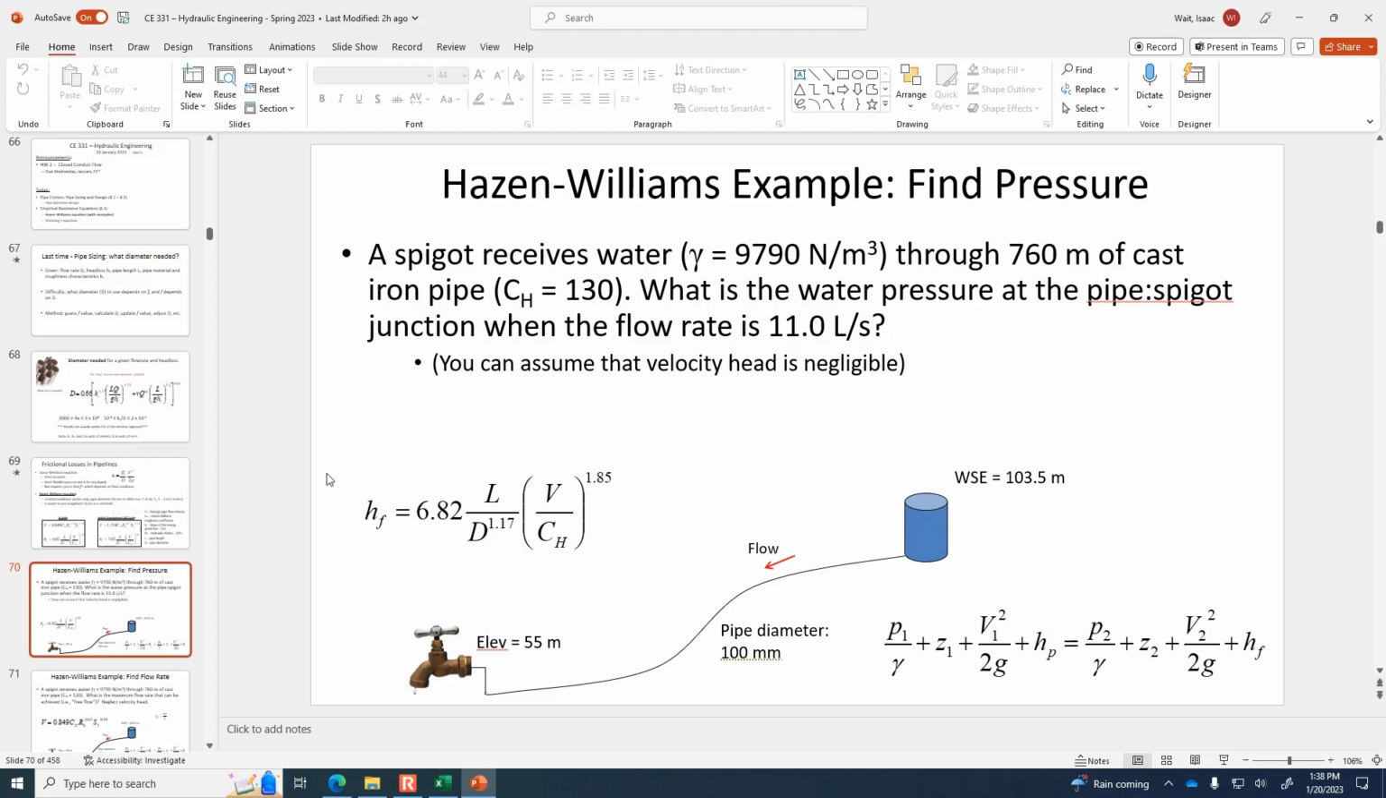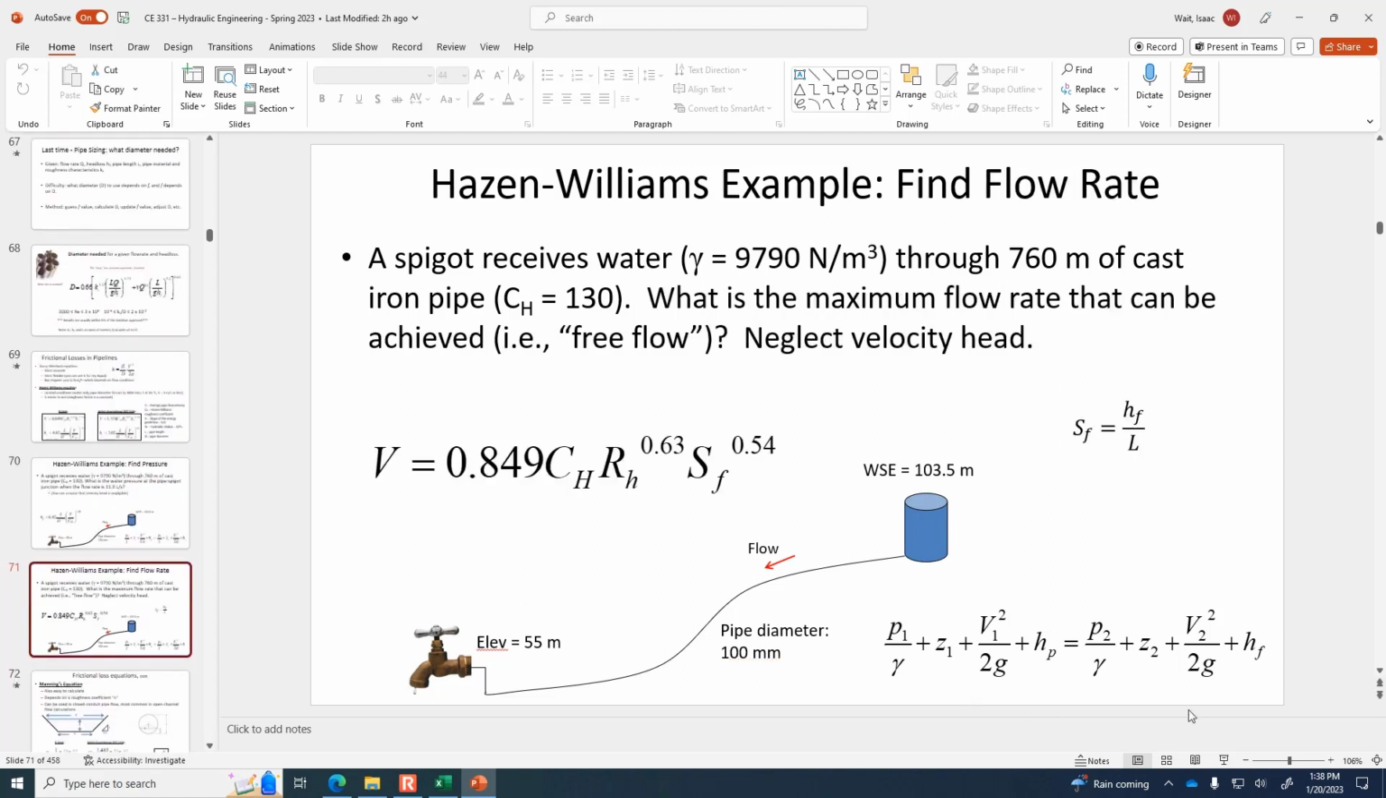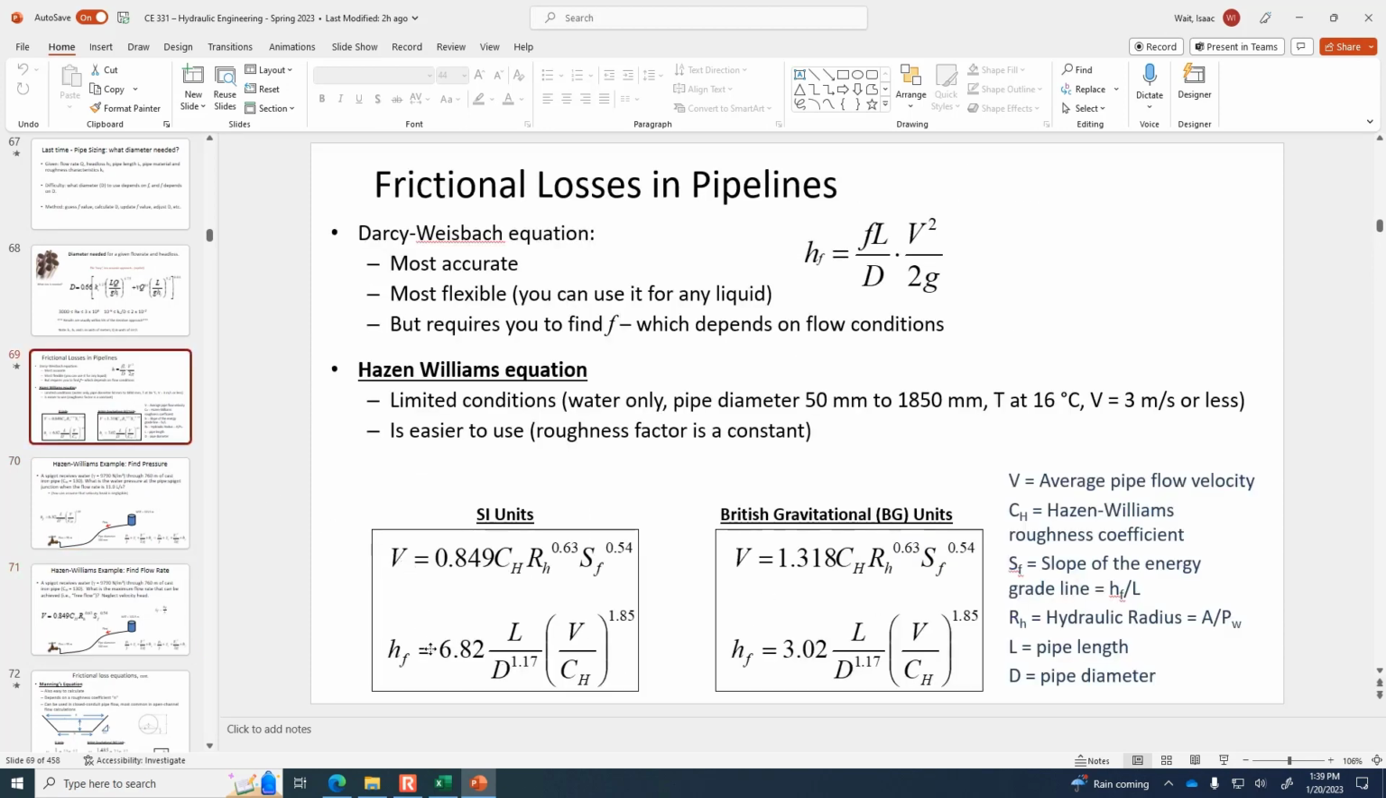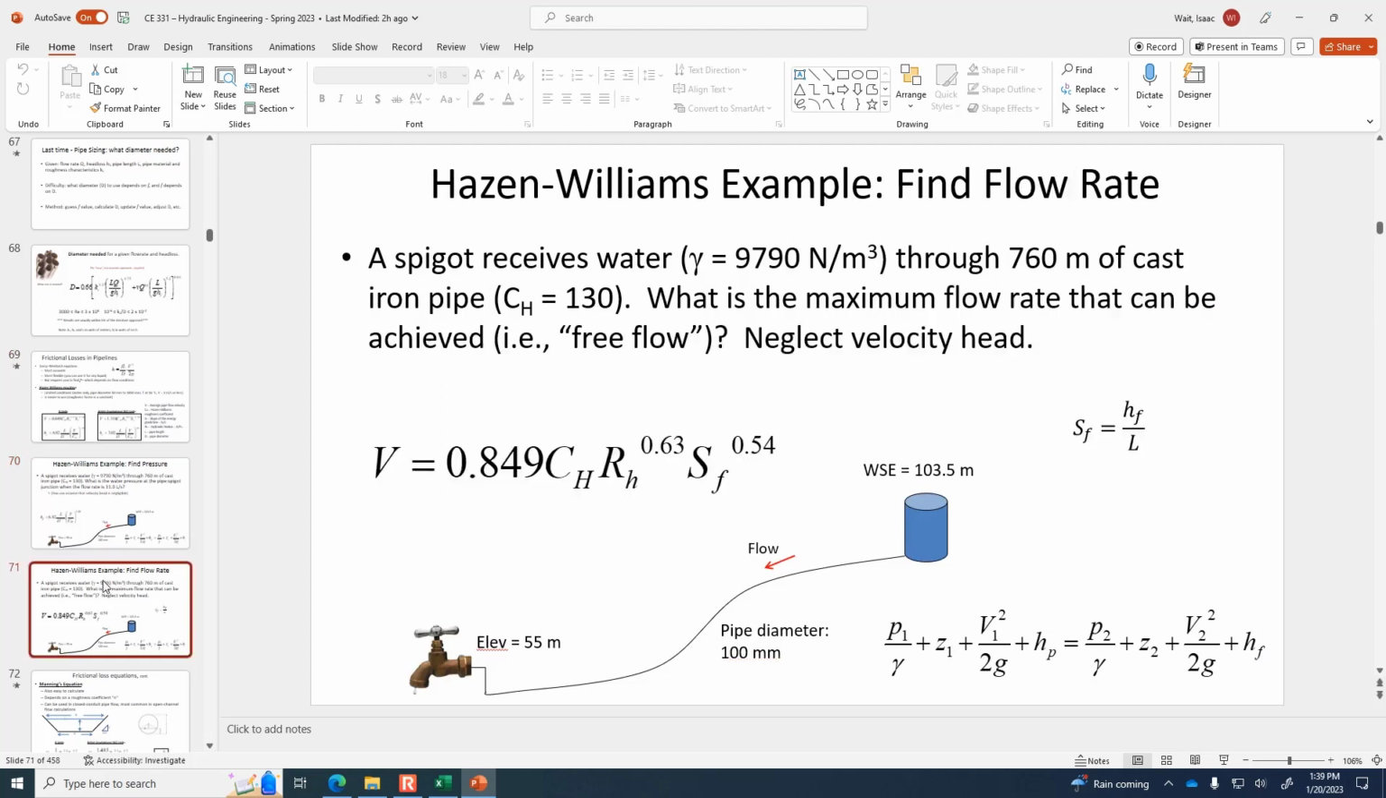All right. So now what about this one? Same picture, same pipeline, but this is the other version of the Hazen-Williams equation. Remember that there's two. There's one where we solve for how much head loss there is. That's what we just did. And then there's the other one where you can solve for flow rate when you know the amount of head loss that is available.